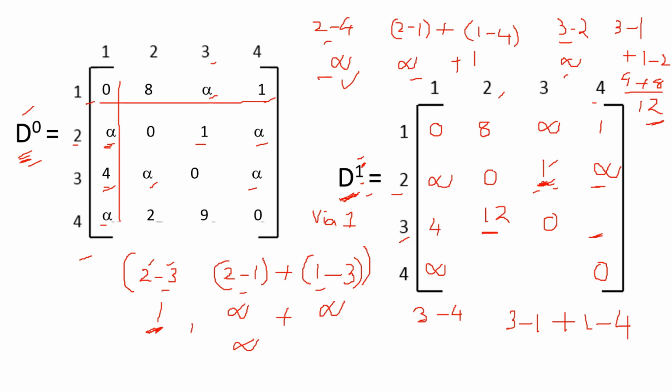3 to 4 is infinity. 3 to 1 is 4 and 1 to 4 is 1. So this is 5. Compare infinity and 5. 5 is less, so we are making the entry 5. That is D0, the distance matrix we got from the graph, and D1 we are getting from D0, and D2 from D1, like that. Take the minimum value.